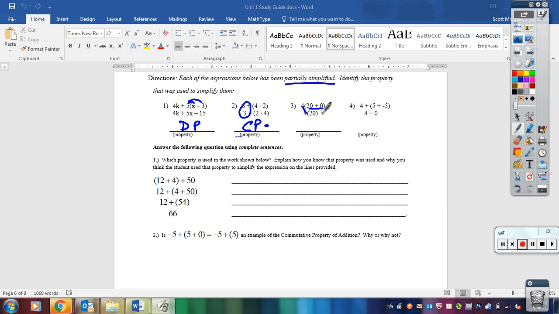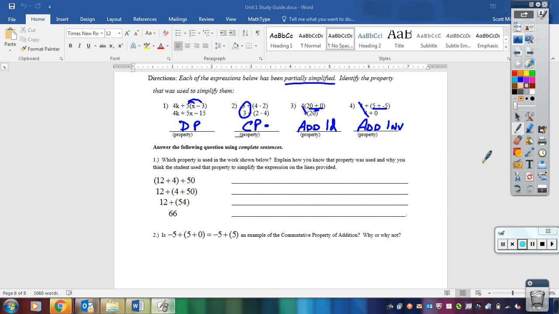Here, again, the 4 stayed the same, but 20 plus 0 turned to 20. I added 0, stayed the same. That's the additive identity. Again, the 4 stayed the same, but 5 and negative 5 turned to nothing. That's the additive inverse.